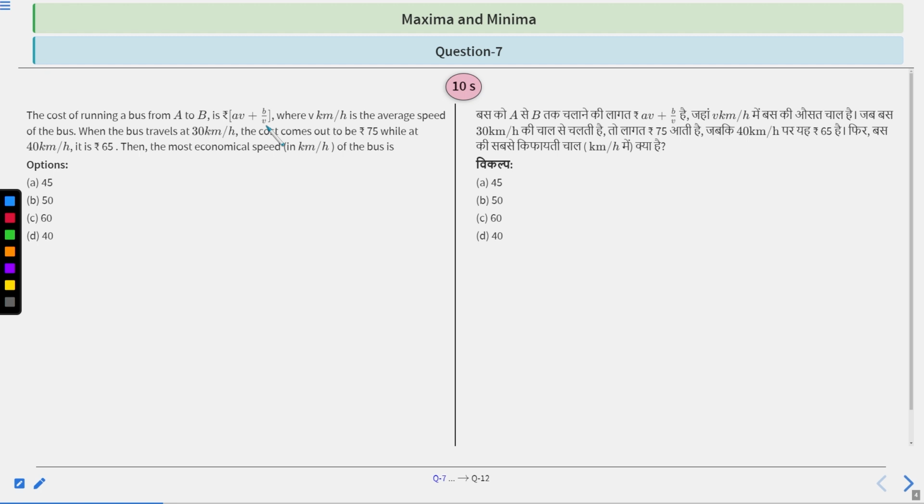So first we will suppose C is the cost, then we will apply dC upon dV is equal to 0 for maxima or minima, and we will find the critical points, right? At each critical point we'll find d square C upon dV square, or check the sign of the double derivative. If the sign of the double derivative is less than 0, then the cost will be maximum, and if the sign of the double derivative is greater than 0, then the cost will be minimum, right? So in this way you can approach this question.